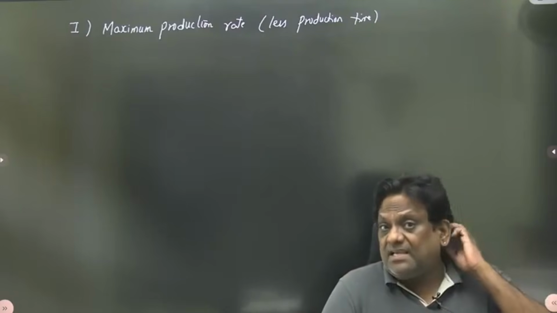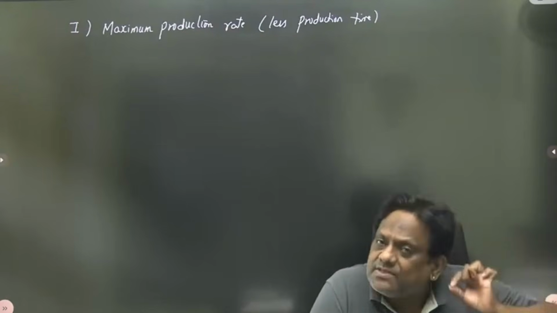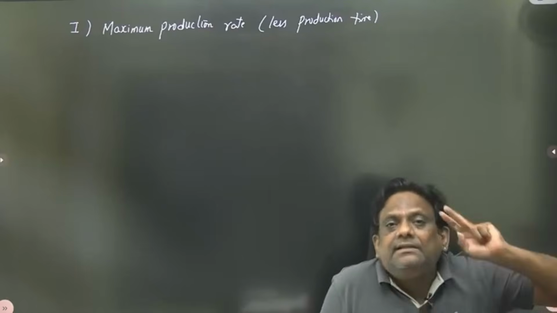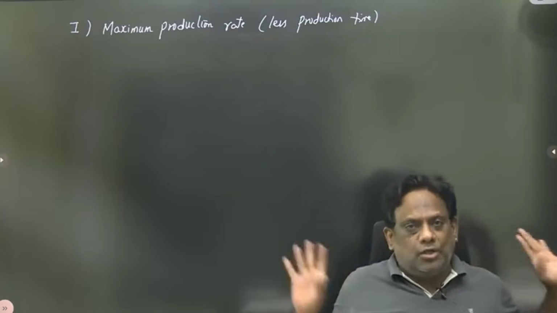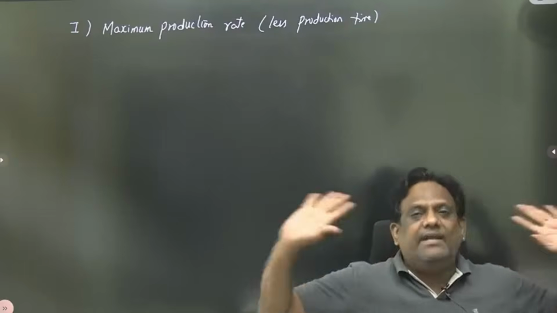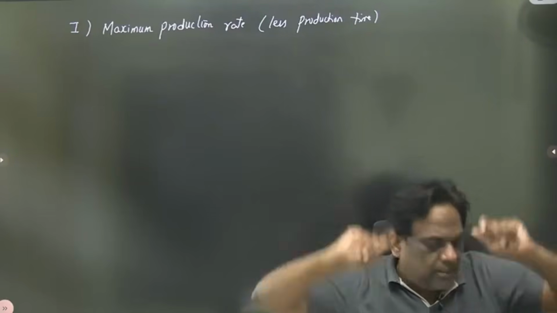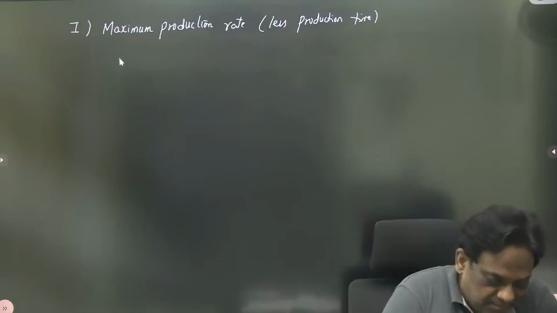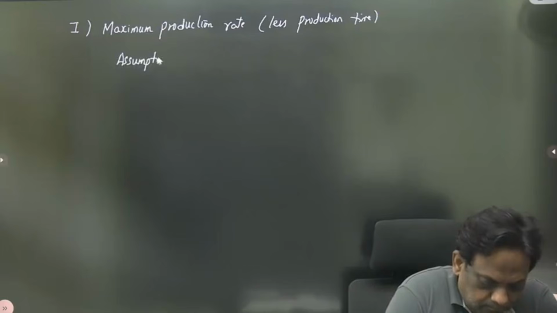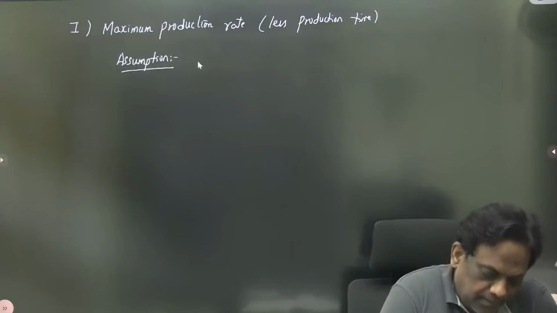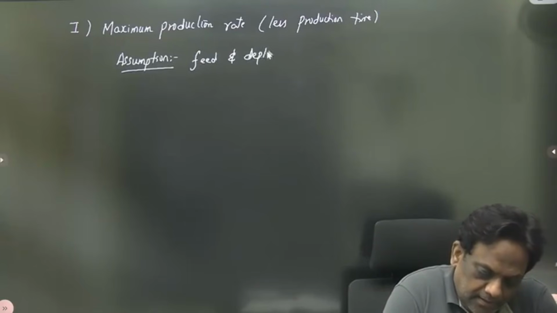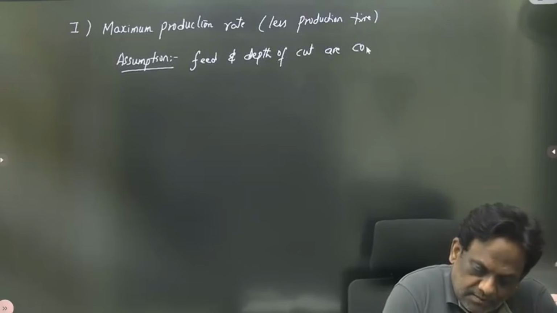So यहाँ पे we are making some assumptions. The assumptions are the feed and the depth of cut are kept constant. We are not changing feed and depth of cut. The most important assumptions: feed and depth of cut are constant. Means वो change नहीं हो रहा है सर, उसको वैसे ही रखें.